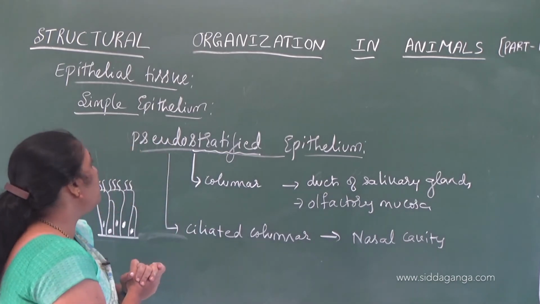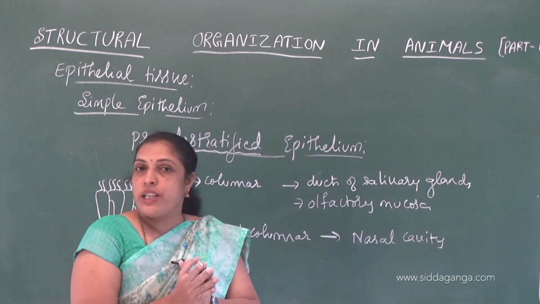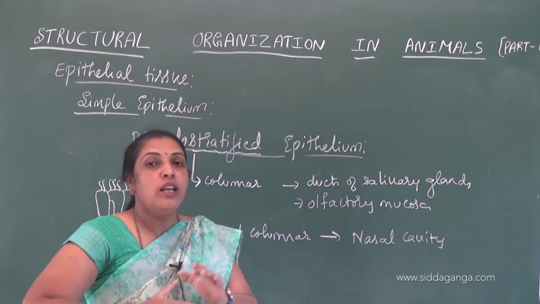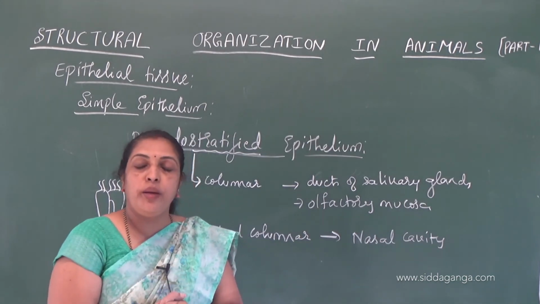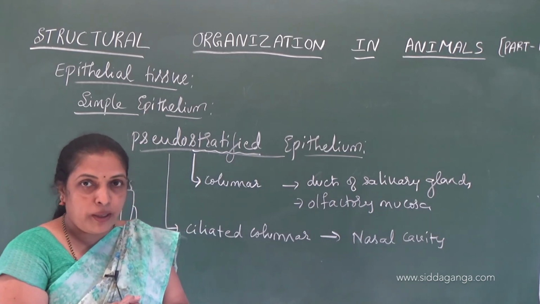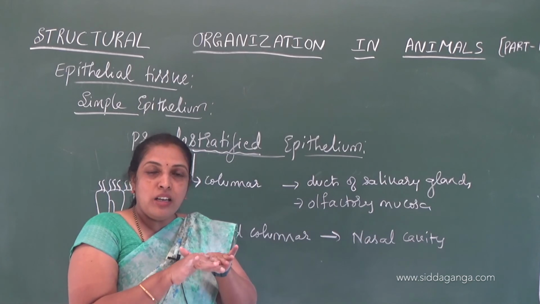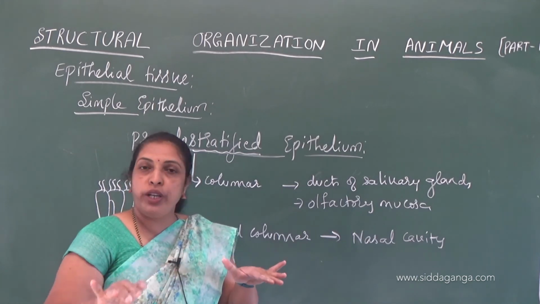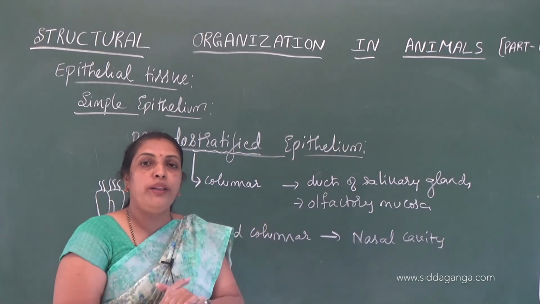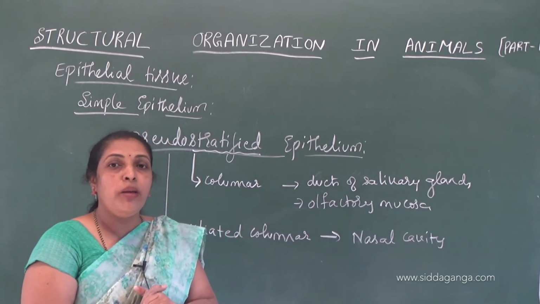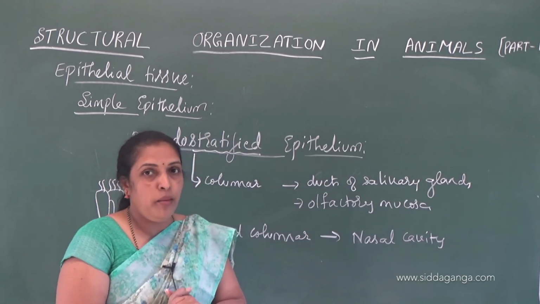So this is about simple epithelium. Epithelial tissue is classified based on the layer: simple epithelium and compound epithelium. Compound epithelium is also called stratified epithelium. Simple epithelium means where we see a single layer of cells on the basement membrane, whereas in compound or stratified epithelium, many layers of cells are arranged above the basement membrane.